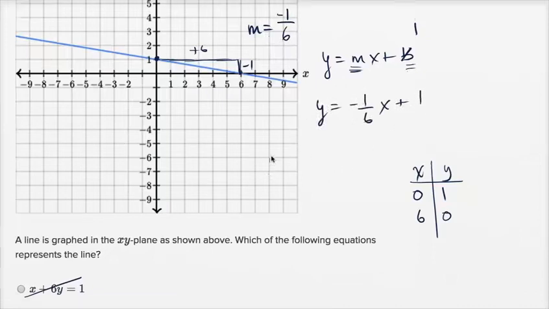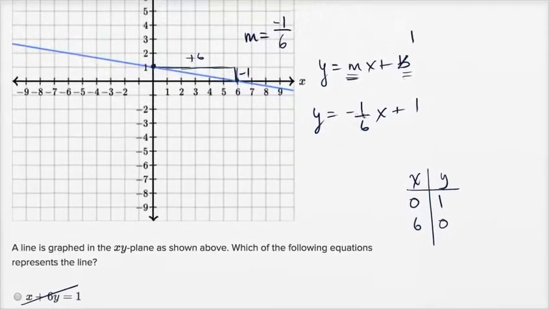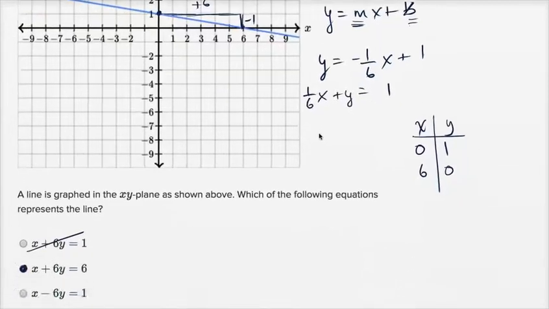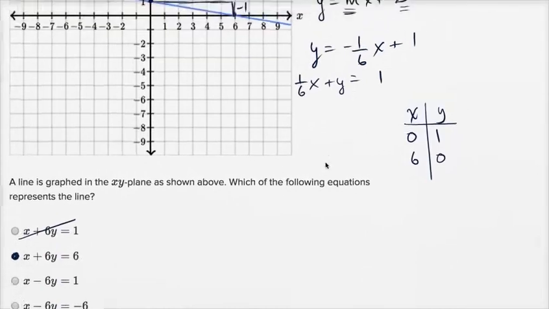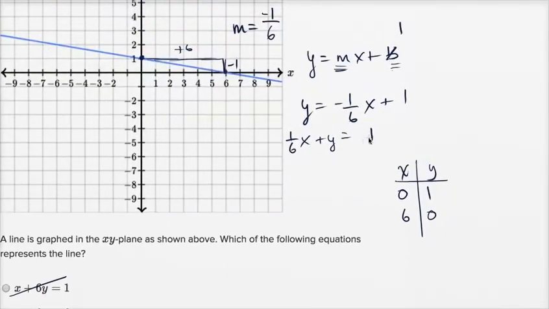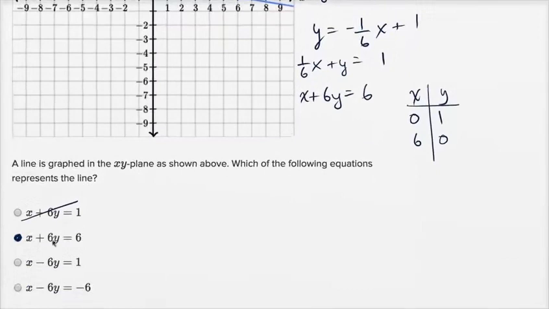And then we could convert to the forms that we have here. We could add 1/6 x to both sides, and you're going to get 1/6 x plus y is equal to 1. And that's not quite what we have here. All the coefficients on x are just 1. So we could multiply both sides of this by 6, and we would get x plus 6y is equal to 6, which is exactly the choice that we picked.